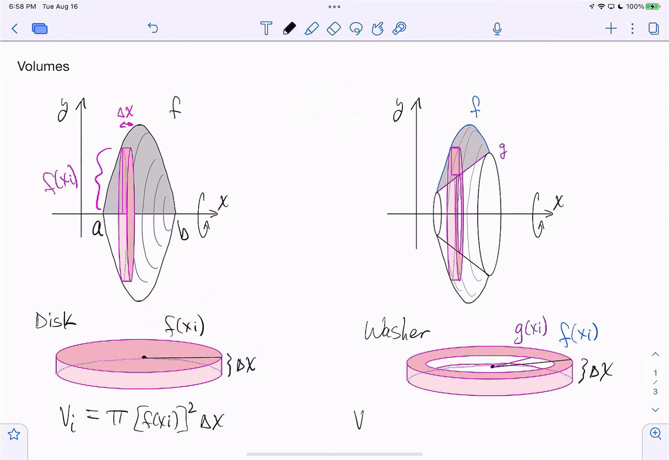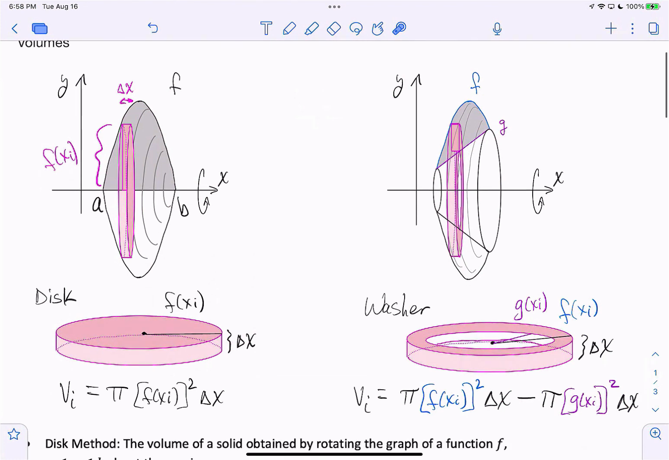In this case, an incremental volume is going to be pi times f of x sub i squared times delta x, the outer circle, minus pi times g of x sub i squared times delta x. It's giving us the hole in the middle, right? So I take the inner circle and subtract its area from the outer circle, turn that into a volume.